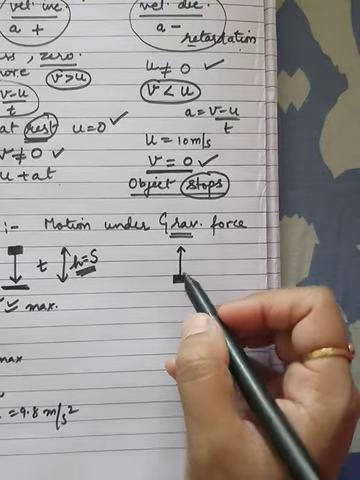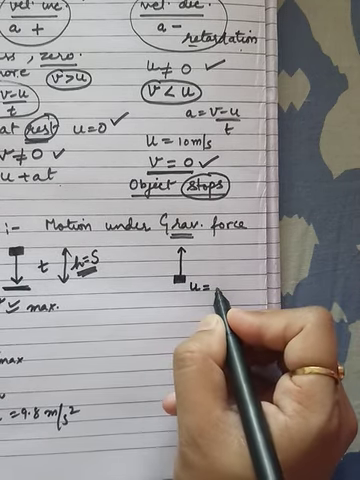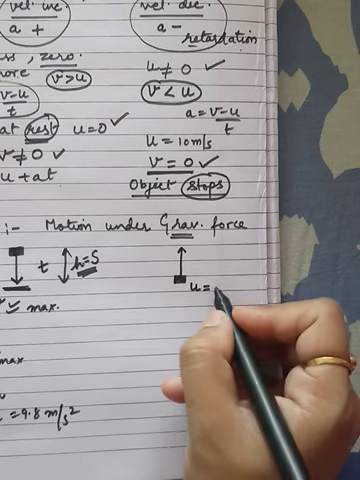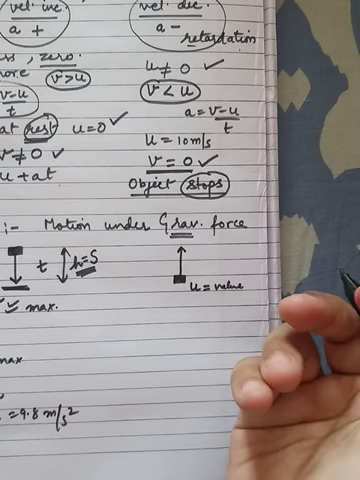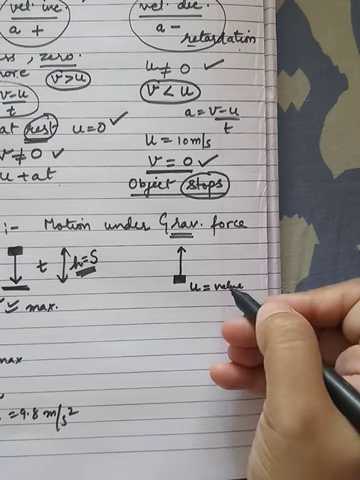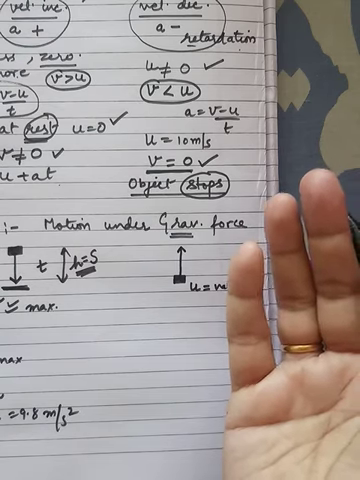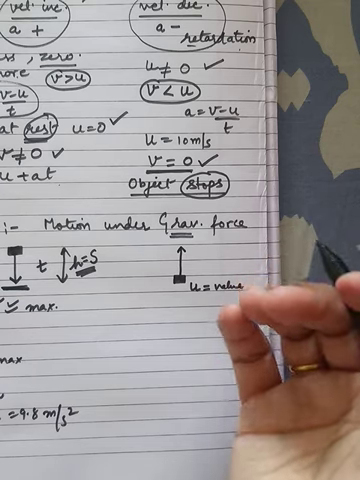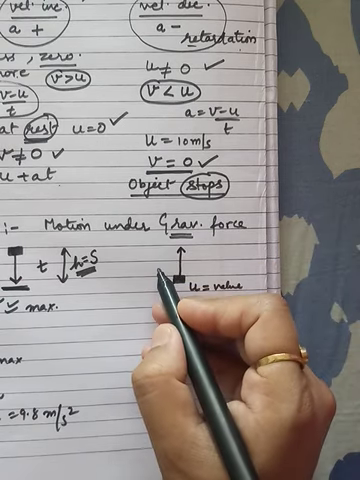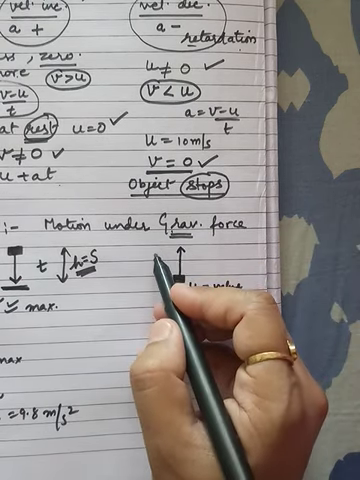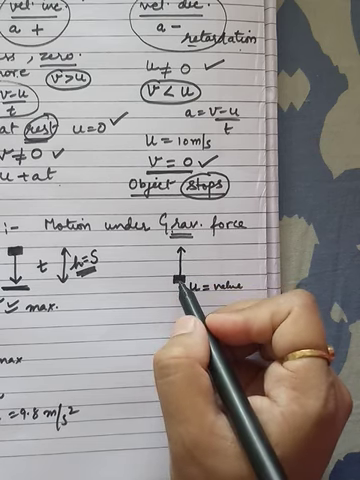When the object is thrown upward, its initial velocity must have some value. Suppose 10 meter per second or 100 meter per second, any initial value can be there. Why? Because I am throwing the object in the upward direction and applying some force that is actually against the gravitational force. What is the direction of gravitational force? In the downward direction. So gravity always acts downward and the object is thrown upward. So what will happen when the object is thrown upward?